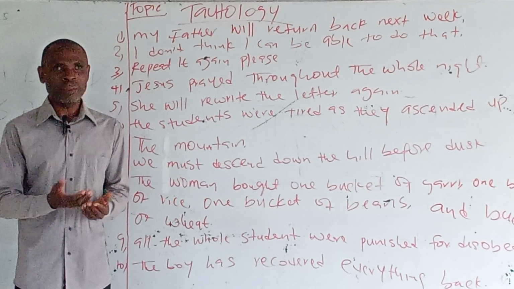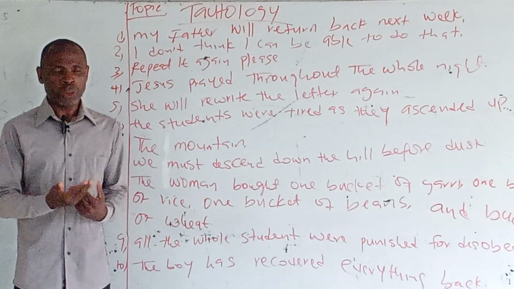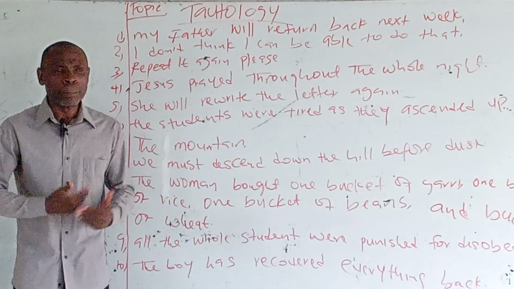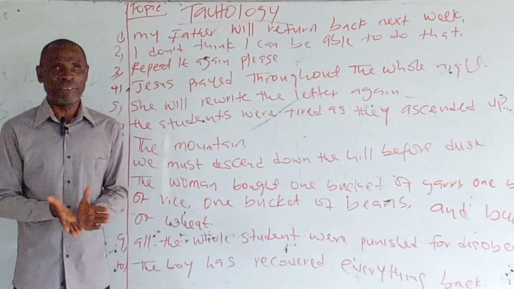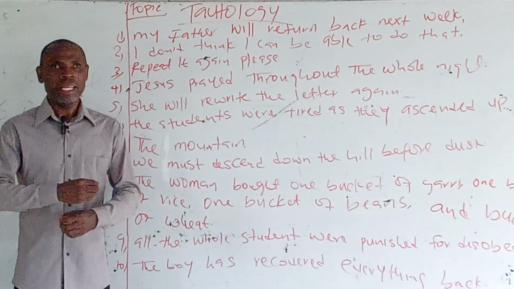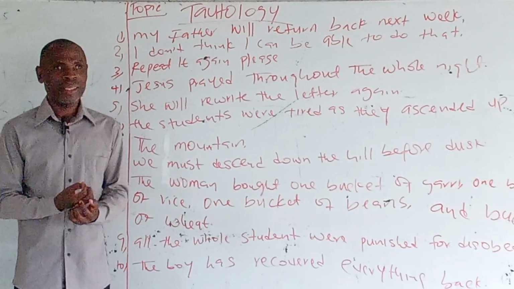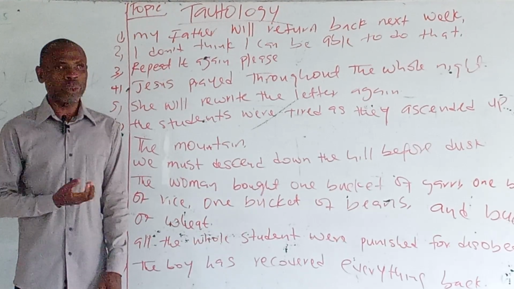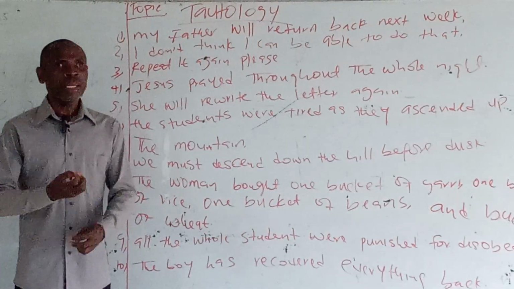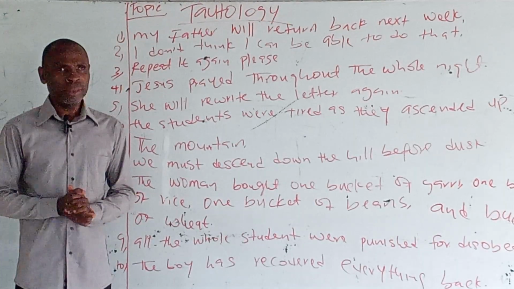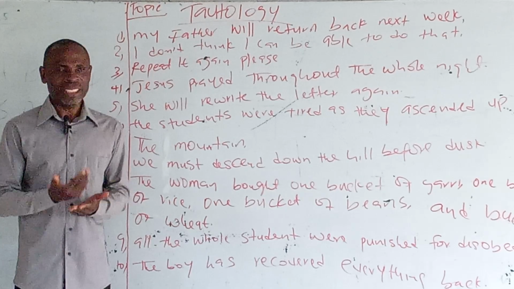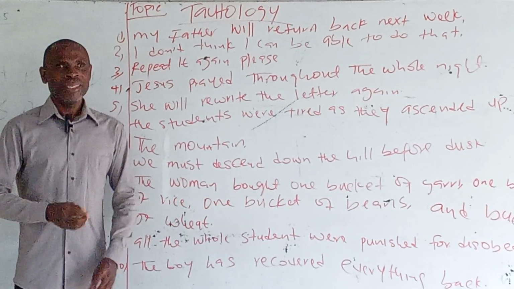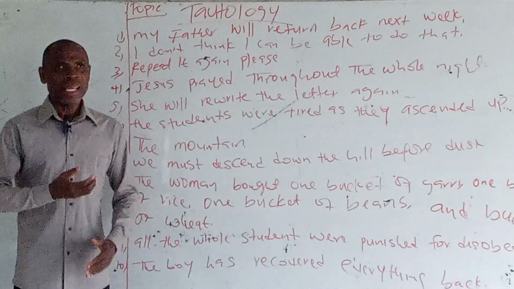I don't know whether you understand what we are doing here. Tautology: unnecessary repetition that adds no meaning or makes no difference in a sentence or a piece of writing. Another example I want us to look at is, in my own opinion, I think he is the right person for the job. What is wrong with this sentence?